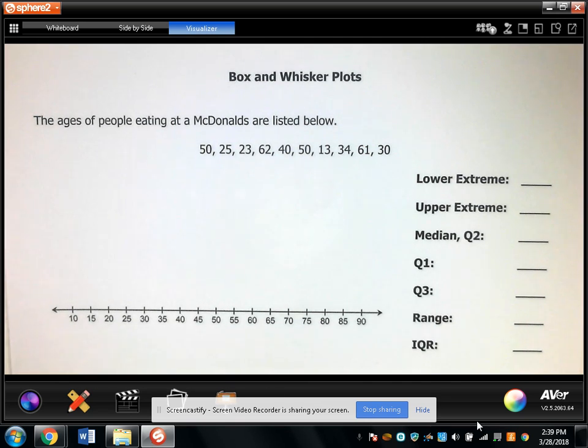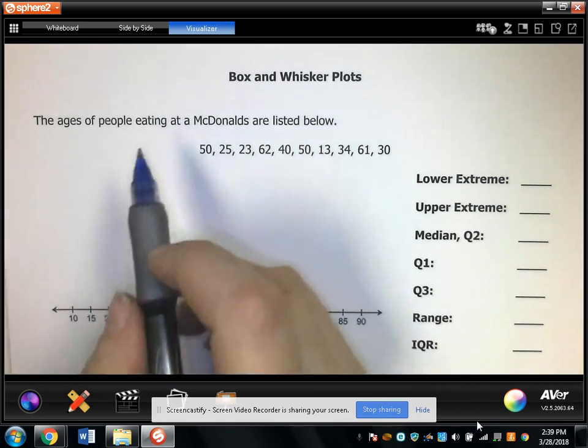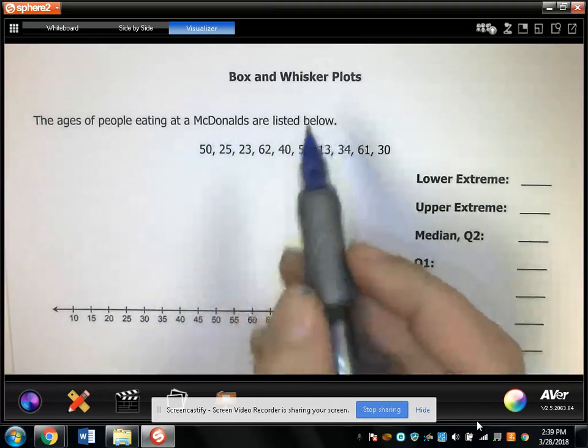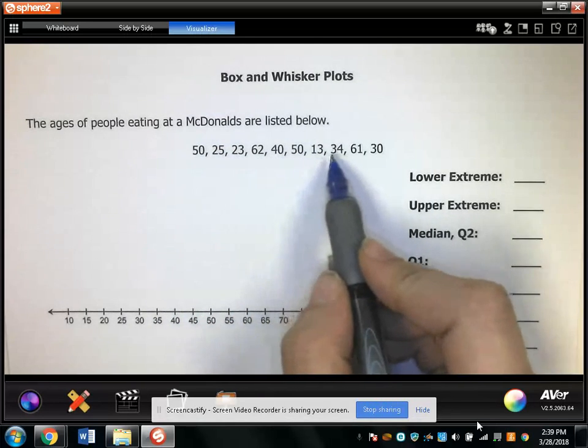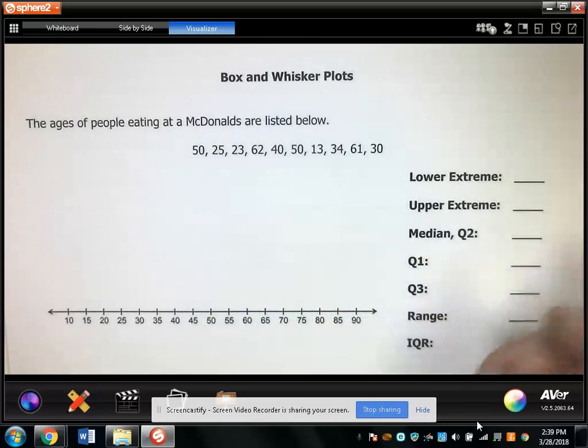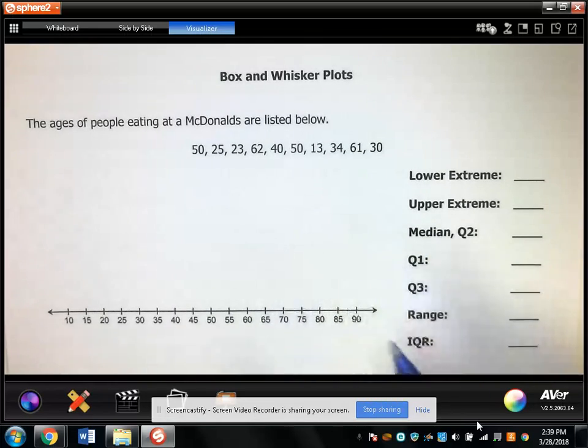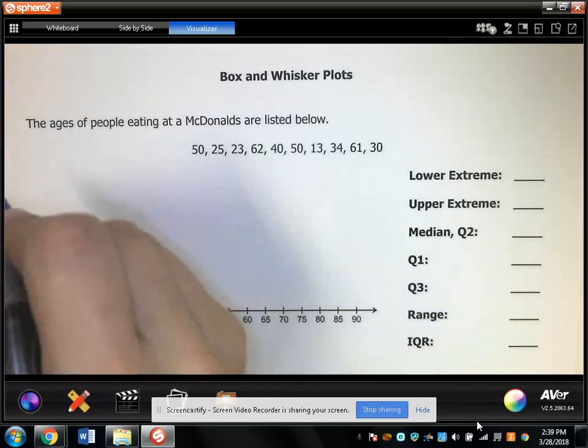Okay, in this video, I'm going to go over how to make a box and whisker plot out of a data set. So this says the ages of people eating at a McDonald's are listed below: 50, 25, 23, 62, 40, 50, 13, 34, 61, and 30. Make a box and whisker plot. So the first thing you want to do is put these all in order.